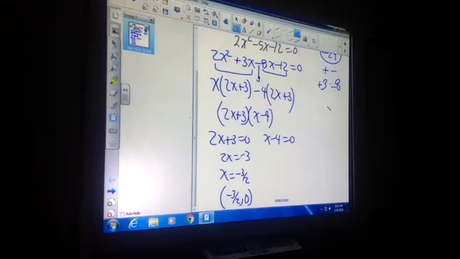No, because I did 2x plus 3, but I thought since there's 2 x's, there should be 2 amounts of the y-intercept, so I got 6 because 2 times 3 is 6.